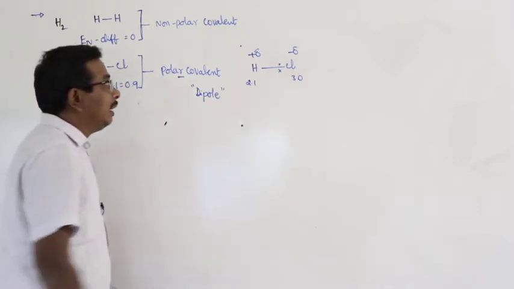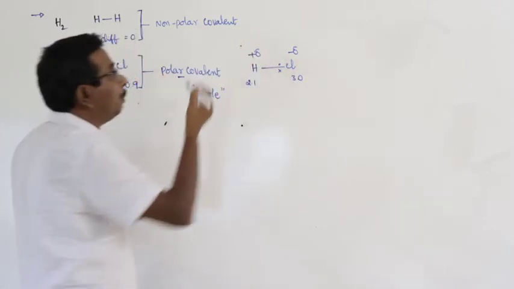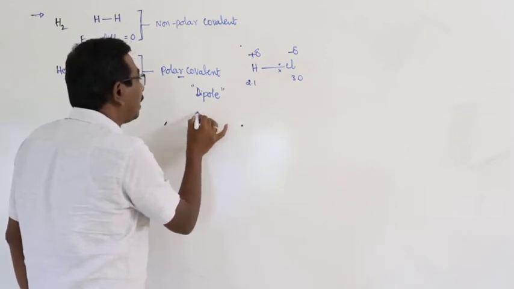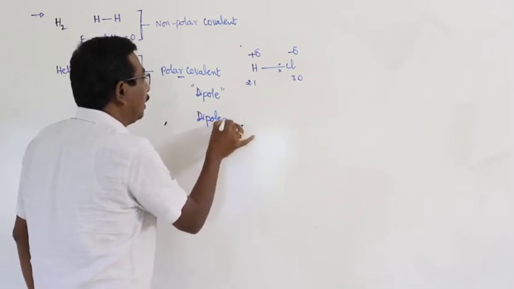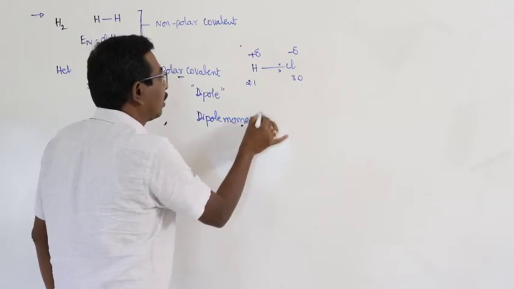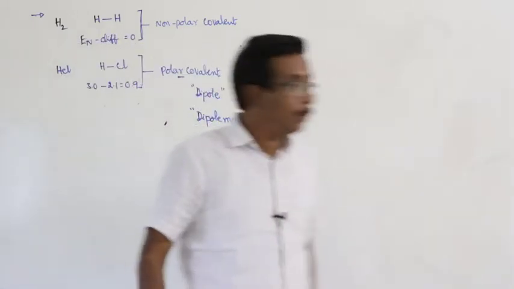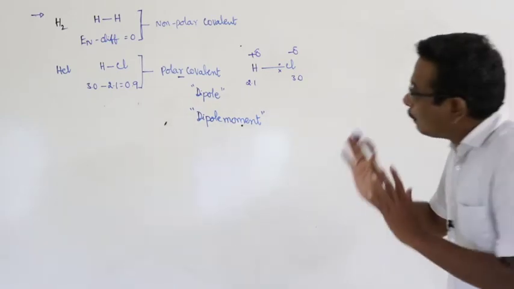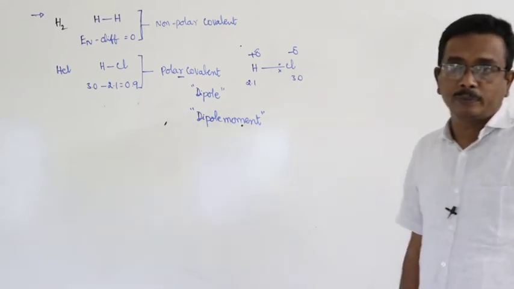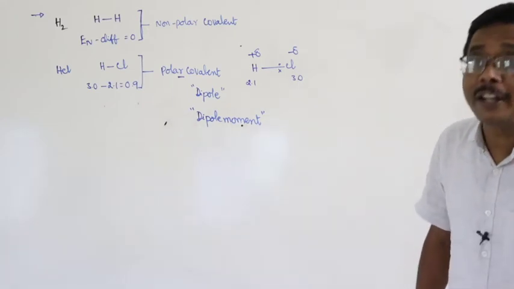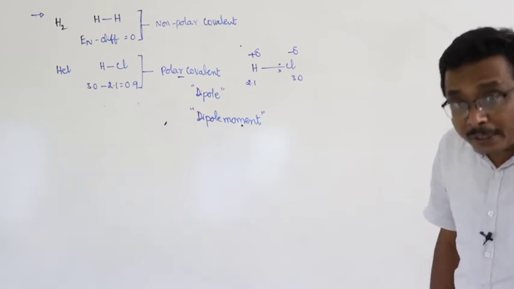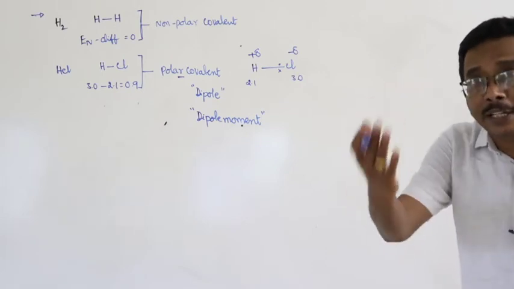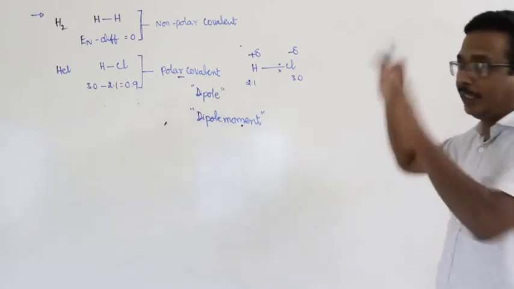Okay. Here the polarity of the molecule is expressed in terms of a special word that is known as dipole moment. What is the specialty of the dipole moment? Here the polarity of a molecule is expressed in terms of dipole moment. Right. But how can you define dipole moment? And what are the units of dipole moment? What are the characteristics of dipole moment? And what about the applications of dipole moment? That we have to discuss today.